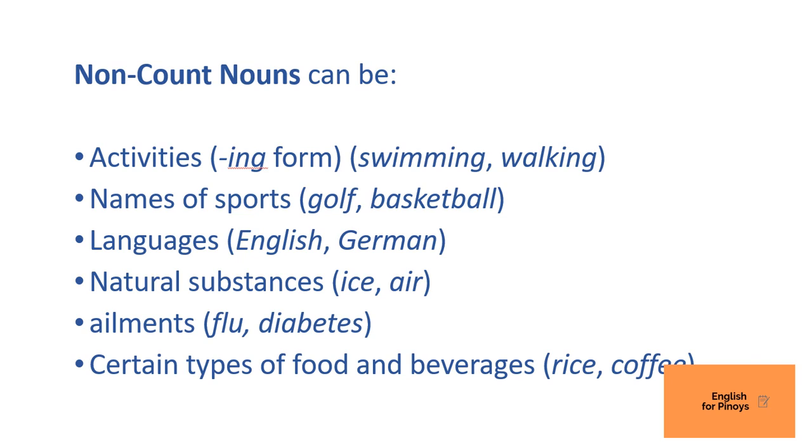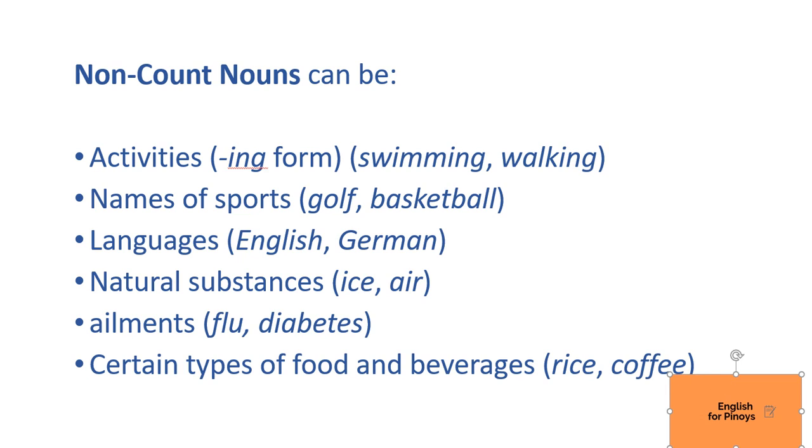You cannot say ices. And then air. You cannot say airs. Ailments, I think we've already talked about that. And then certain types of food and beverages, like rice and coffee. So you cannot say rices. You cannot say coffees. But of course, there are certain native speakers that say 2 coffees when they order coffee. They're actually referring to 2 cups of coffee, but that of course is very informal. So formally, coffee doesn't have a plural form.